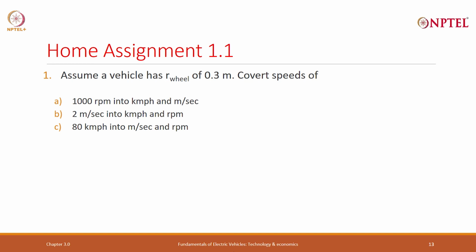Assume a vehicle with wheel radius of 0.3 meters. Convert speed of 1000 RPM into kilometer per hour and meter per second. Convert speed of 2 meter per second into kilometer per hour and RPM. Convert 80 kilometer per hour into meter per second and RPM. Straightforward. I had done this, given you the formula. Just do that. Get used to that. Those 2-3 equations that I did are very straightforward, school level, don't miss that.